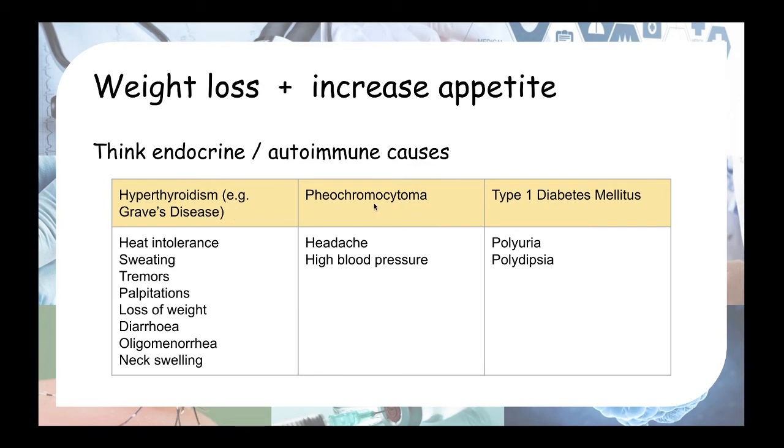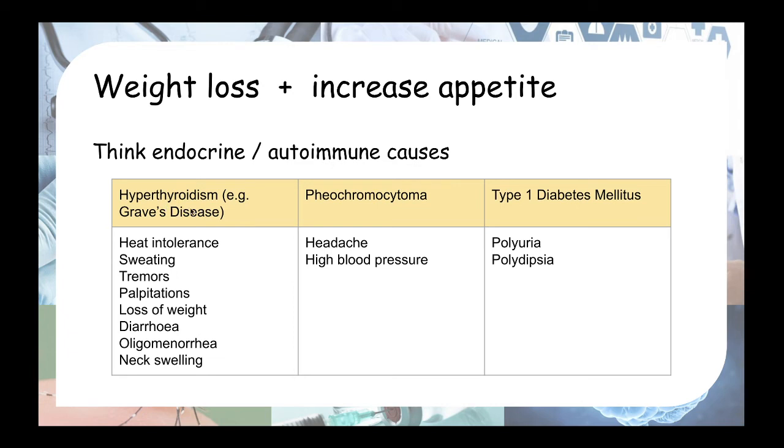Next one is pheochromocytoma, where you have growths on your adrenal glands, producing lots of adrenaline or epinephrine. And the third differential is diabetes, type 1 diabetes mellitus. Right. So why is this, right? Weight loss and increased appetite.